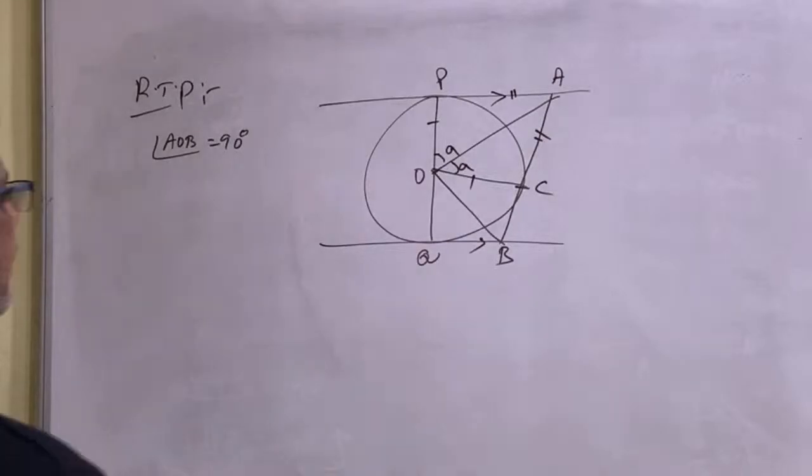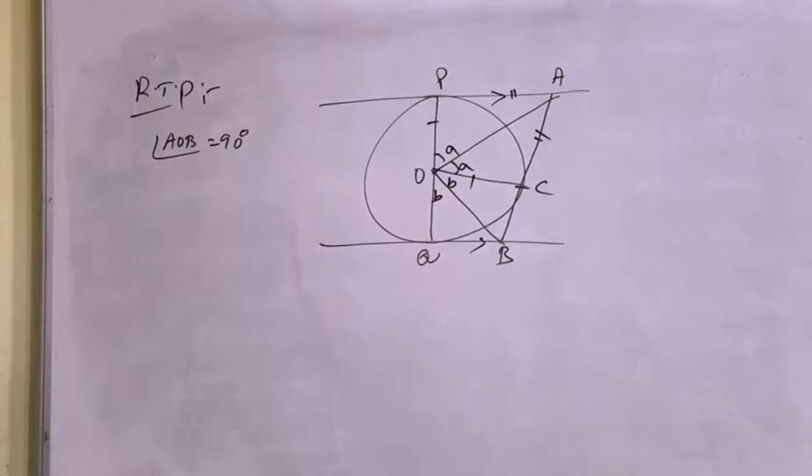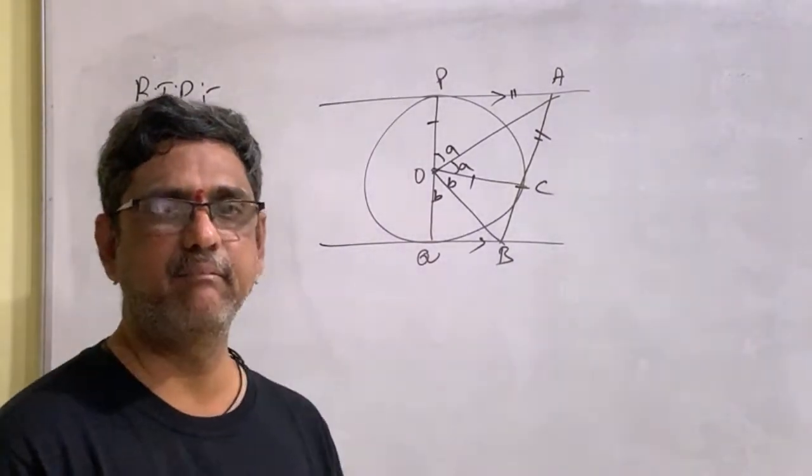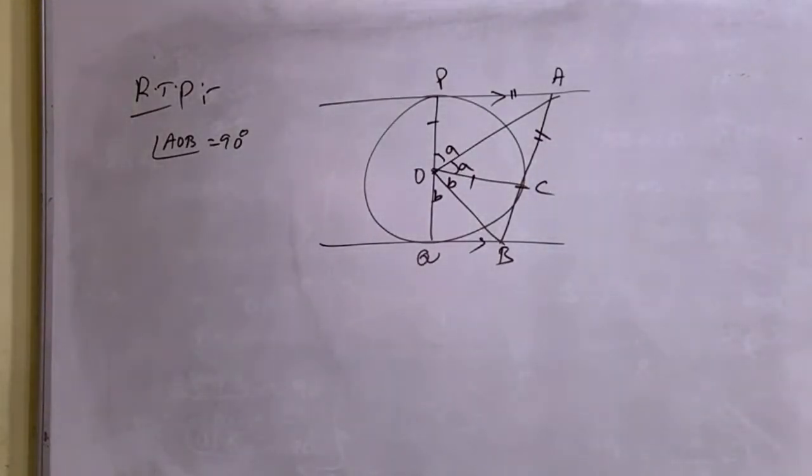In the same way, angle BOQ and angle BOC are congruent. Okay, same reason, triple S congruency. Given that POQ is the diameter, now what will be angle POQ, children?